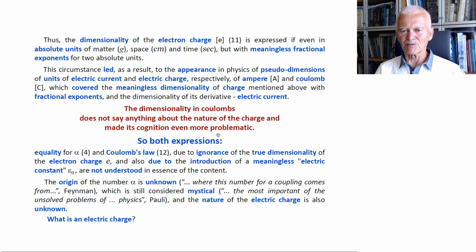The dimensionality in coulombs does not say anything about the nature of the charge and made its cognition even more problematic. So both expressions, the equality for alpha and Coulomb's law, due to ignorance of the true dimensionality of the electron charge e, and also due to the introduction of the meaningless electric constant epsilon 0, are not understood in the essence of their contents. The origin of the number alpha is unknown, where this number for a coupling comes from, which is still considered mythical, the most important unsolved problem of physics, and the nature of the electric charge is also unknown. What is an electric charge?